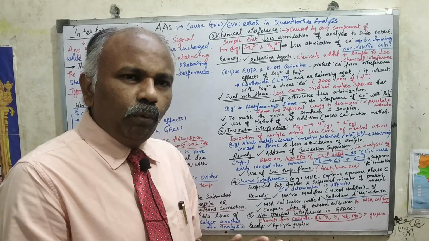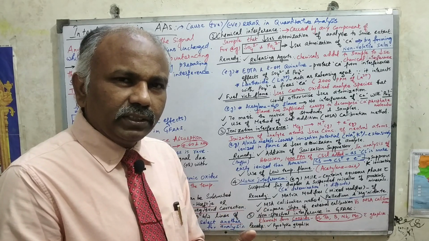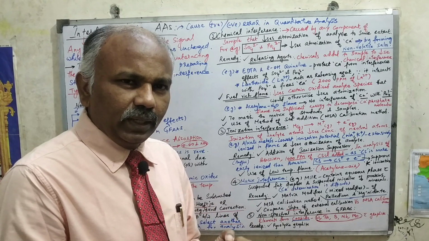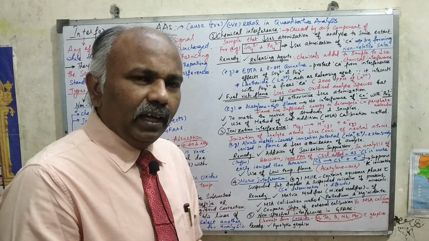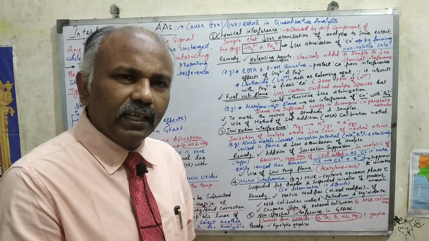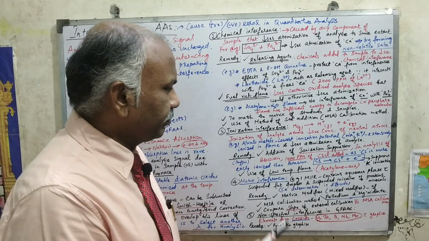See, basically if more and more ionization takes place, what will happen? The neutral atom concentration in the gas phase ground state will be very, very less. This is vice versa. If you have more concentration of atoms, ions will be less, and if ions are more and more, definitely the concentration of free atoms will be less in the gas phase. Obviously, it will affect the atomization of the sample.